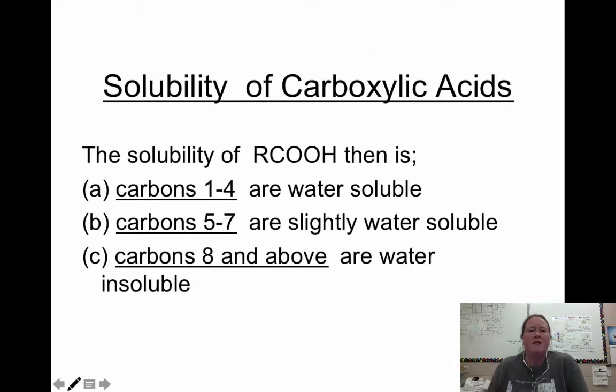So if we break it down, it ends up that if we have between 1 and 4 carbons, they are considered water soluble. Between 5 and 7 carbons are slightly water soluble. And if you have more than 8 carbons, they're considered insoluble. So again, the longer that hydrocarbon chain, the more nonpolar the characteristics are of any substance, and the more that they're going to resemble the nonpolar hydrocarbons.